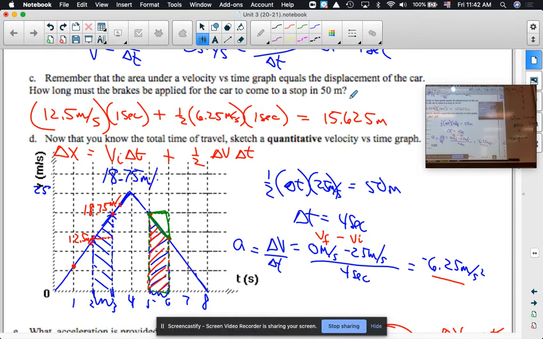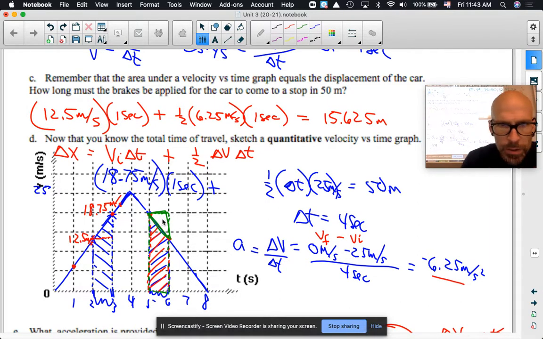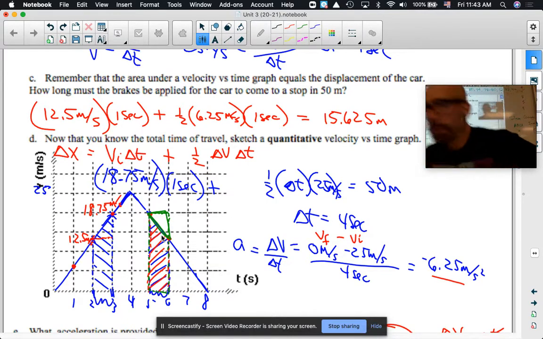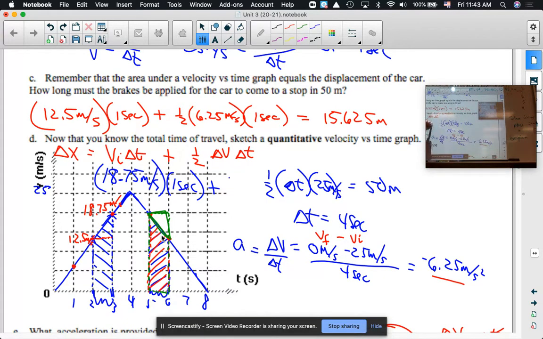18.75 meters per second times 1 second plus, now, what about this? 1/2 of the delta V, or well, how much did the velocity change during the second? Well, now it went down 6.25 meters per second. That's a negative change in velocity. So that's plus 1/2 times a negative 6.25 meters per second.